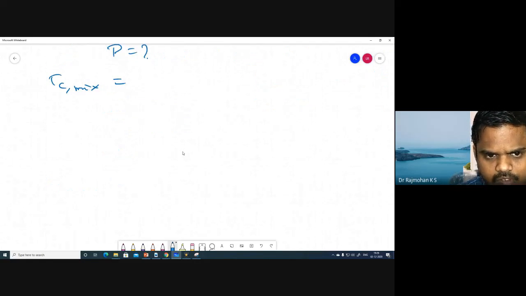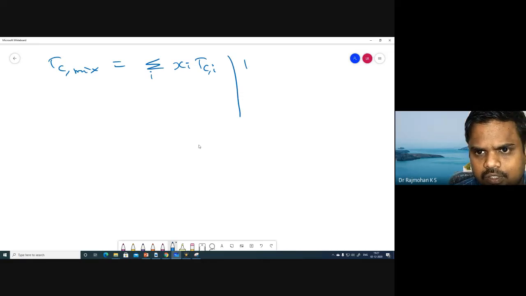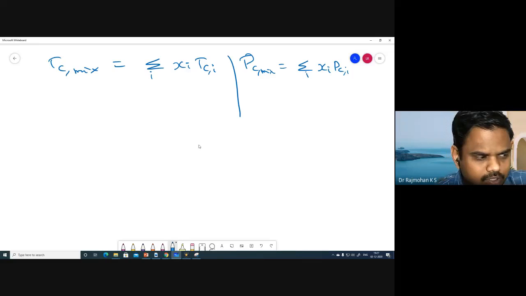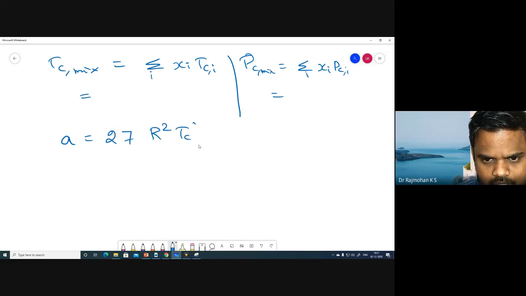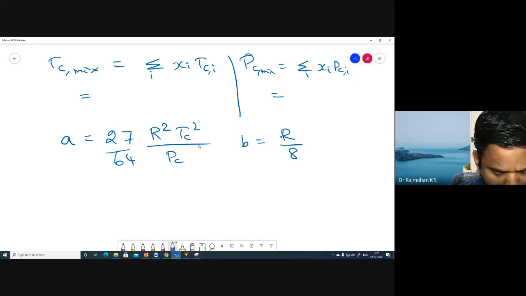Because using the TC and PC of the mixture, we will be determining the A and B values, right? What is the equation for TC of the mixture? It is the summation over i of xi into TC of i. Similarly, the critical pressure of the mixture is the summation over i of xi into the critical pressure of the component. It's only a two component system, so we can easily determine them. After that you can determine the A value. The formula for A is 27 R square TC square by 64 PC, and B is equal to R TC by 8 PC.